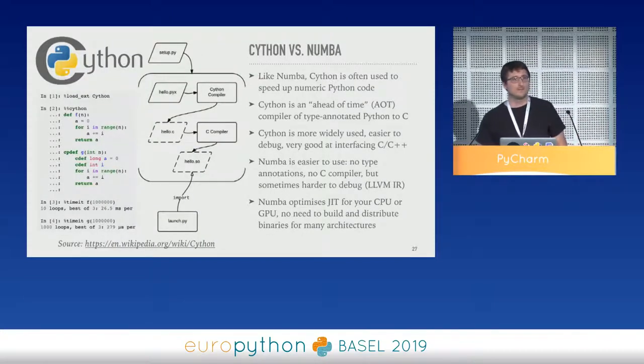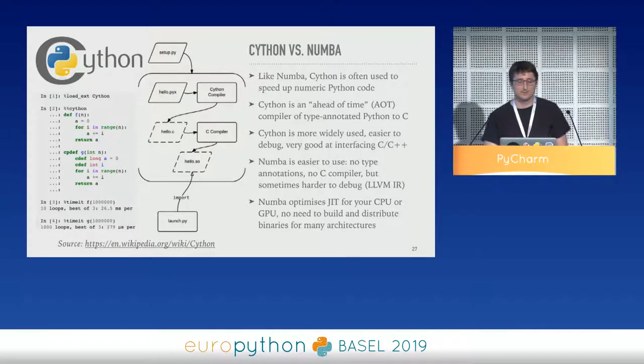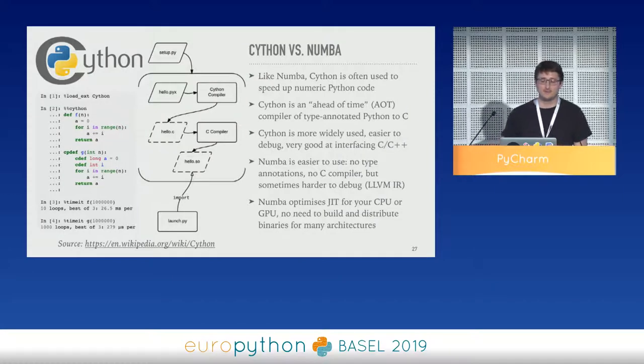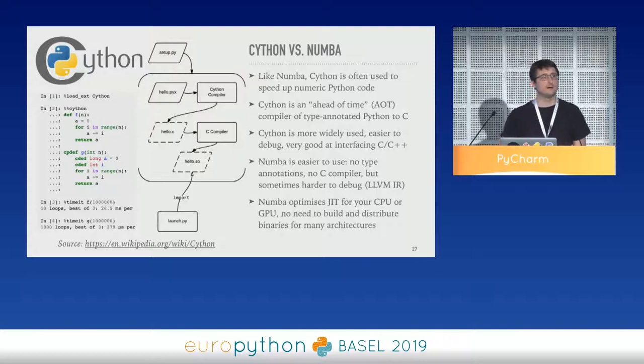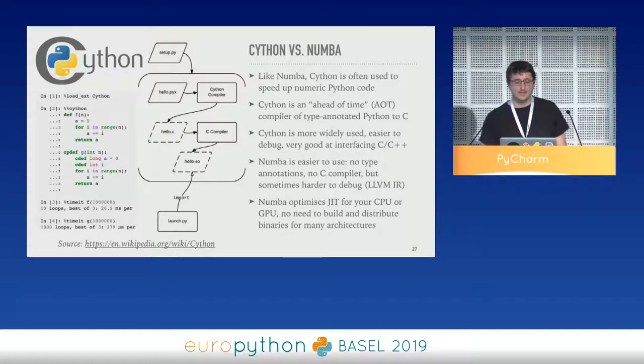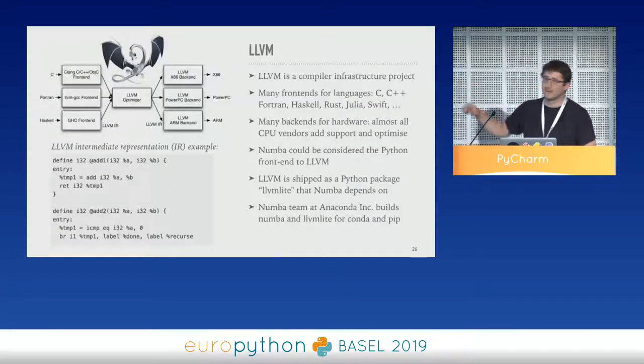Concerning alternatives, at least for us, the most obvious one, which people also use, is Cython. Like Numba, Cython is often used to speed up numeric Python code. Cython is an ahead-of-time compiler where you have to type annotate your Python code, and then it compiles to C, and you use a C compiler to compile this to machine code. It's more widely used at this point. It's easier to debug, because generated C code is easier to debug than LLVM IR code, which is lower level and looks more like assembler code, and probably very few Python people can read and debug this.